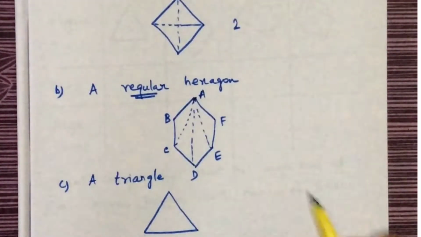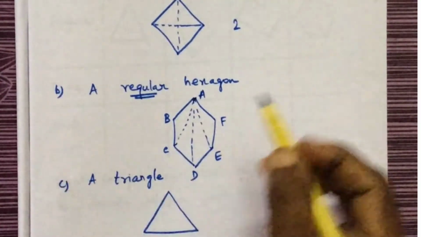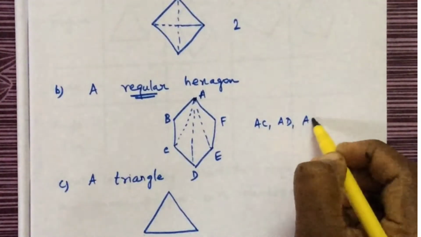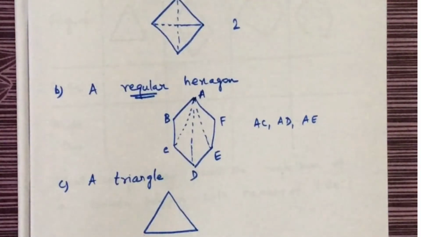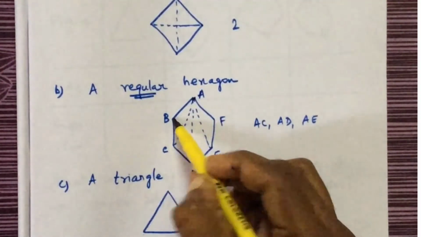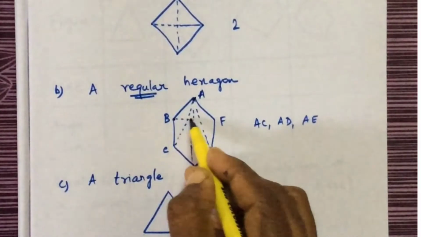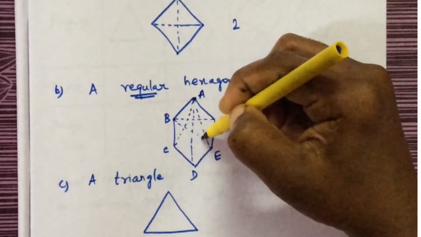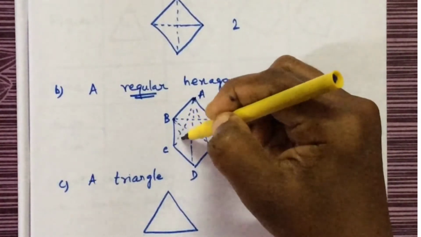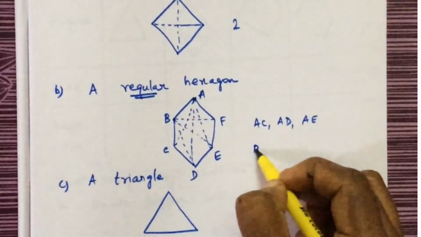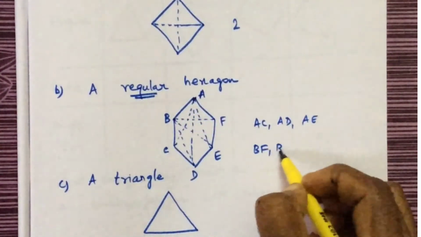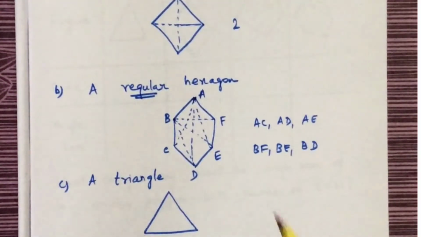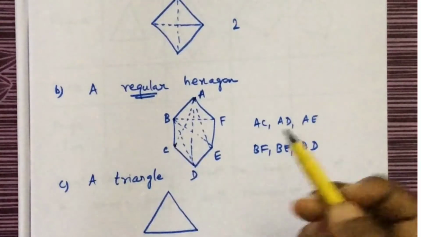Okay, now it is 3 vertices. Similarly, I have to draw AC, AD and AE. Now, if I start from B, I have to draw BF, BE, BD. Okay. Now, you want to start from C.